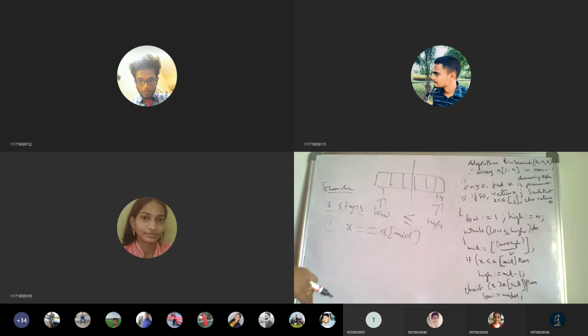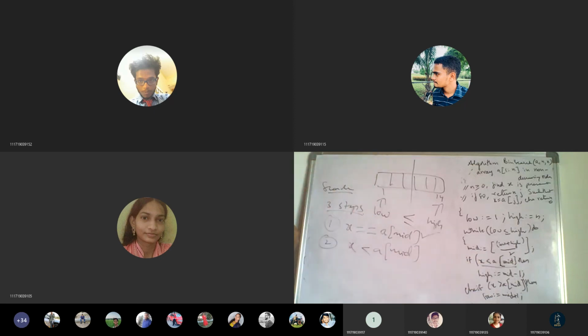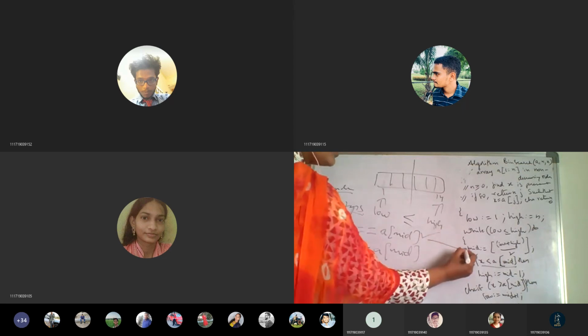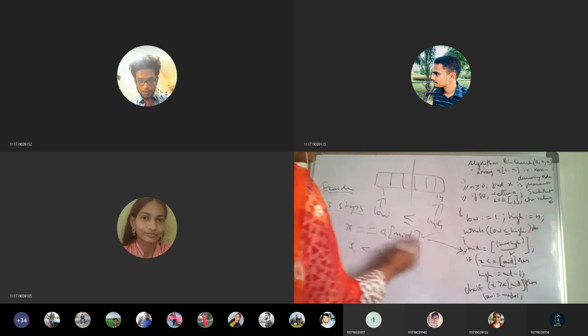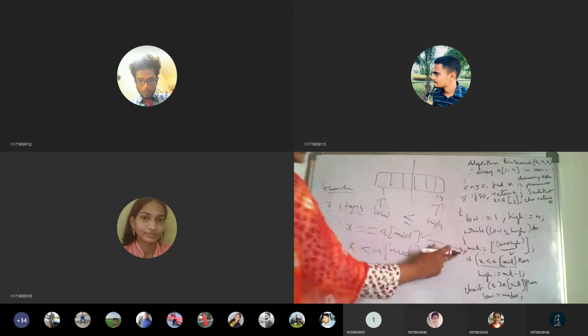Directly here this iterative algorithm is given, so this condition also needs to be included here. In the textbook it's not given. Before this you can include this statement here. You can write this statement: if x is equal to A of mid, then return the mid value. That statement is mentioned here, please write it.